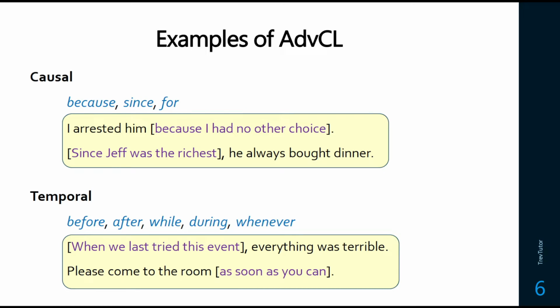So here are some examples of some adverbial clauses. The first one is the causal type, and these are introduced by words like because, since, or for. So I arrested him because I had no other choice. Since Jeff was the richest, he always bought dinner. So these give some sort of reason or causation.